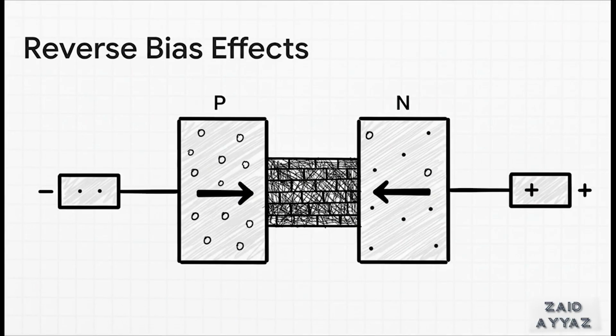So, instead of pushing all the carriers together, this reverse voltage pulls them apart. The electrons get pulled away from the center barrier toward the positive end of the battery. The holes get pulled in the other direction, toward the negative end. And this action makes that depletion region wider and wider, turning that small gate into a giant wall that almost no current can get across.